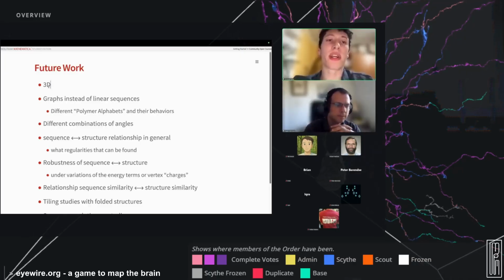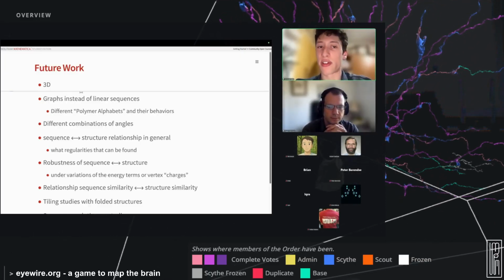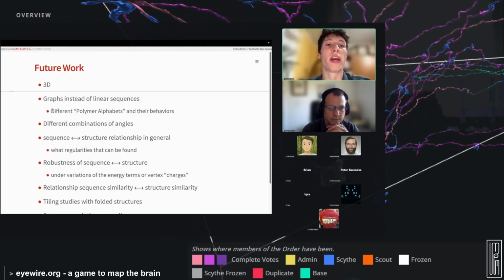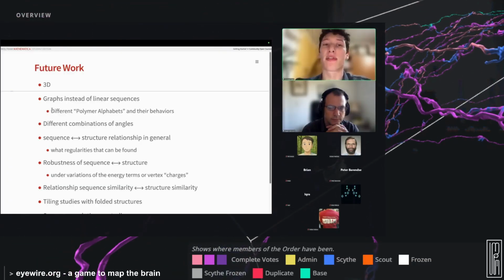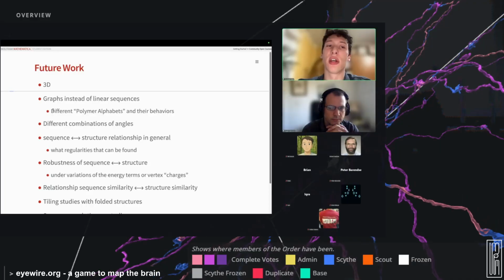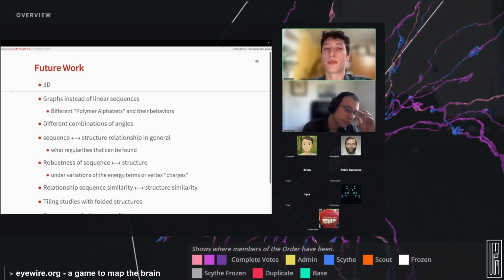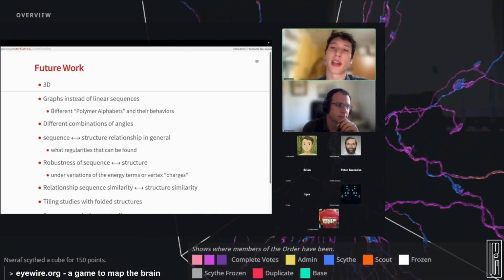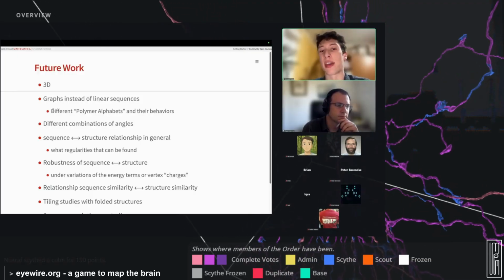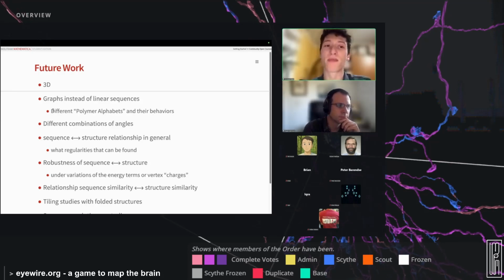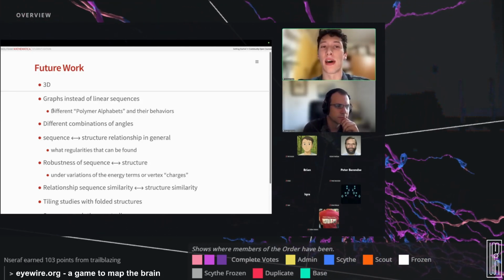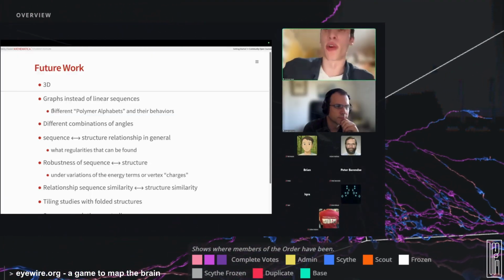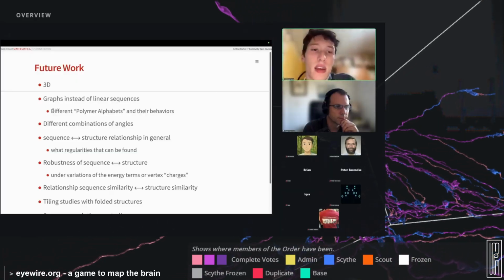So that's the 3D case, and then graphs instead of linear sequences. And once we are there, which is what I wanted to say before, you can define different polymer alphabets, right? So in the linear case, the whole state space is kind of symmetric. If you're in the 3D case and you get helices, left-handed and right-handed helices would be the same. Once you go into more branched graphs, you can introduce a lot more asymmetry in the state space.